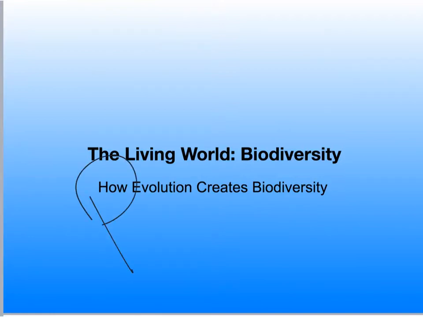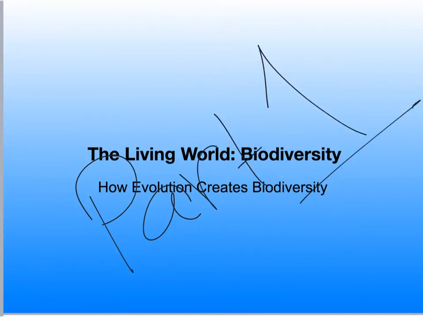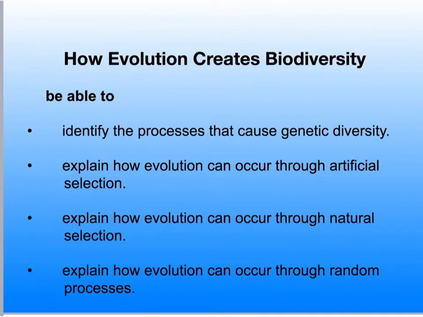How evolution creates biodiversity, part 1. By the end of this video, you should be able to identify the process that creates genetic diversity, explain how evolution can occur through artificial selection, and explain how evolution can occur through natural selection. Also, how evolution can occur through a random process.